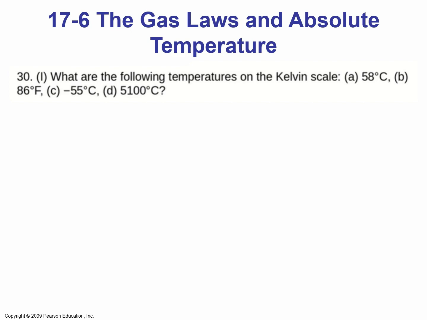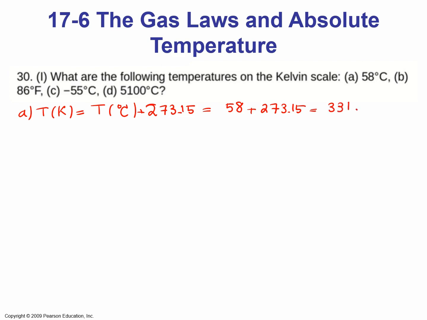Let's start with the equation for part A. Temperature in Kelvin is equal to temperature in Celsius plus 273.15. So 58 degrees Celsius plus 273.15 gives us 331 Kelvin.